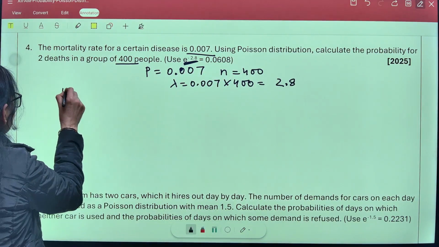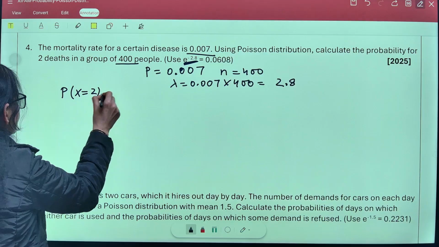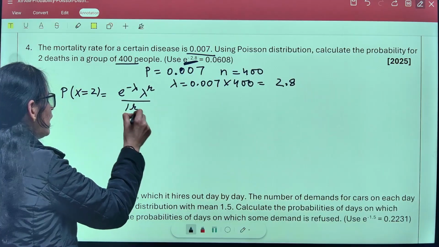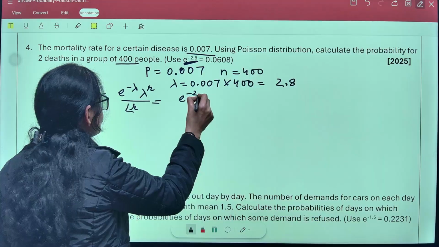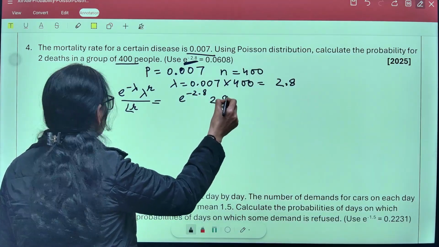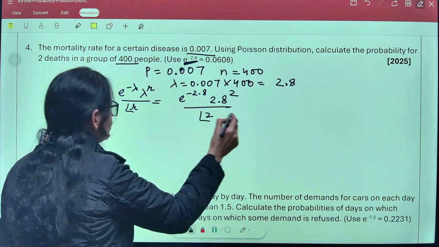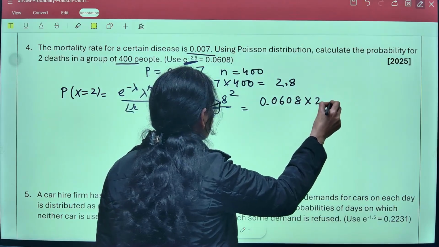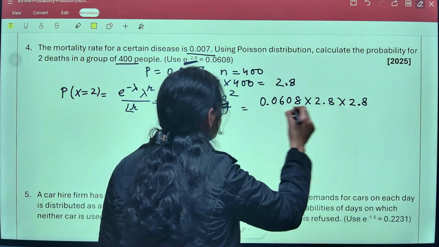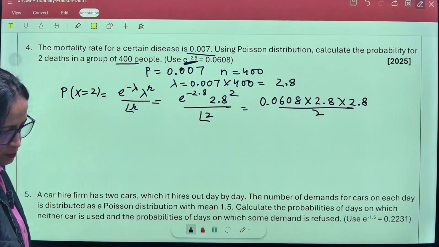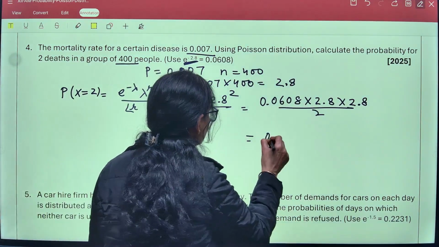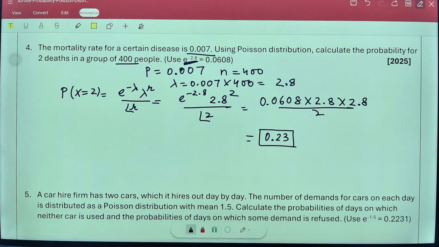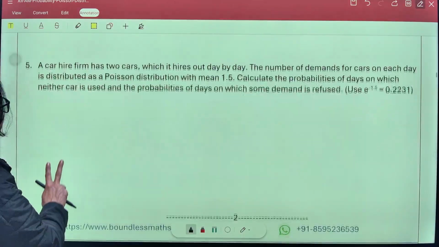Now we need to find the probability for x being equal to 2. That means first write the formula so that you don't make mistakes, and then put the values. E raised to power minus 2.8, 2.8 to the power 2 upon 2 factorial. So let's put the value given, 0.0608 into 2.8 into 2.8 upon 2. And when you solve this, you get a value of 0.23. So that becomes your answer. Easy? Great. So till now we have just used the formula directly.